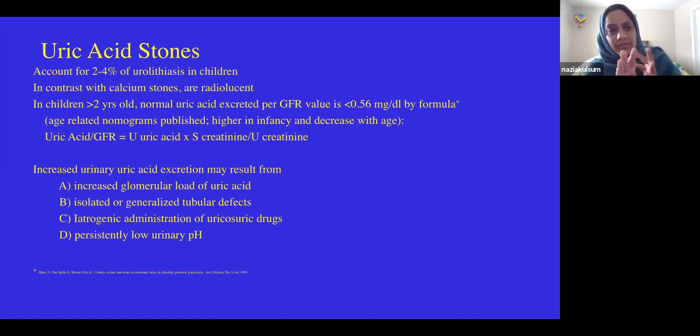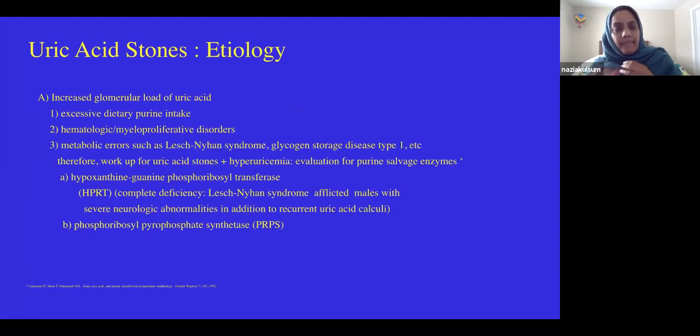And of course, we have different definitions of what is high uric acid in the urine. And then ultimately, you need to remember whenever there's increased uric acid production, or you have isolated tubular defects or medications that cause uricosuric conditions, for example, probenecid. Probenecid is a medication that increases uric acid excretion into the urine, and will also cause uric acid stones. And then lastly, if you have a patient with acidic urine and high uric acid, it's a perfect combination for them to precipitate uric acid stones.